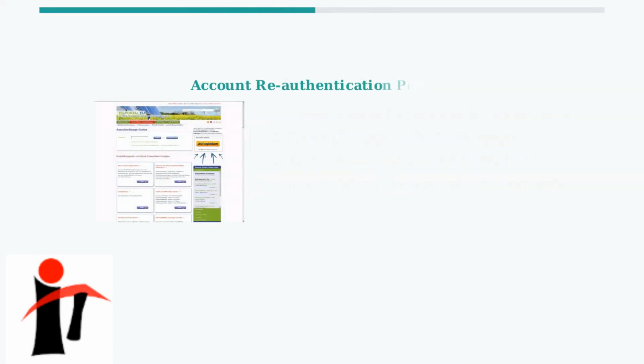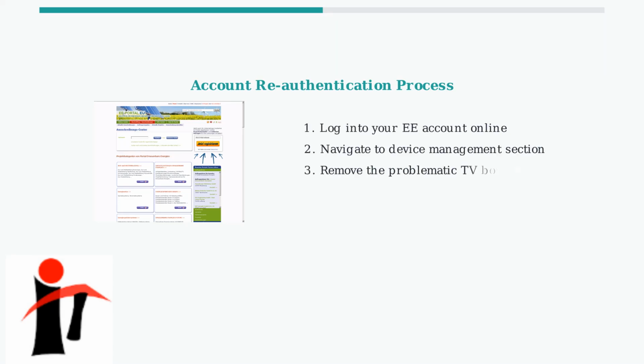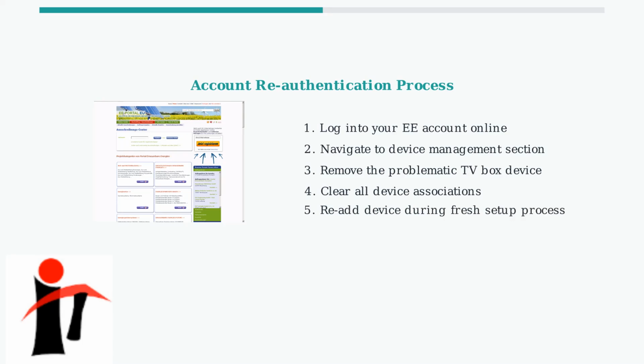Account reauthentication involves accessing your EE online portal to reset device associations. This process clears any corrupted authentication data that may be causing the setup loop. The reauthentication process requires 5 key steps. Log into your EE account, find device management, remove the problematic device, clear associations, and finally re-add the device during a fresh setup attempt.